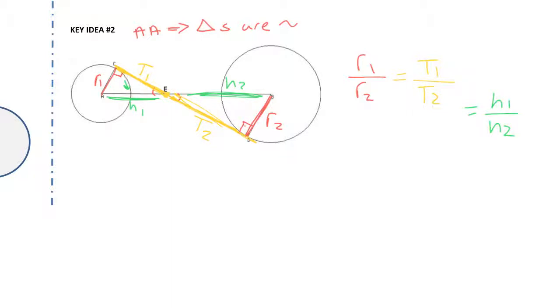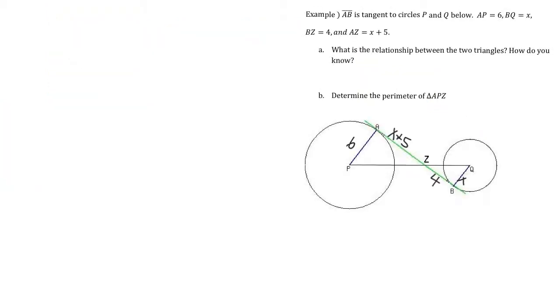All right, pause. Let's go on the inside left and actually do an example with some x's and numbers. I've already labeled the diagram, and they tell me that AB is tangent to circles P and Q. So this line here, AB, is tangent. So I know I have 90-degree angles when it hits that radius. I also know that these are vertical angles. So my relationship is I have two similar triangles. The triangles are similar. And I know this because I have two angles the same.